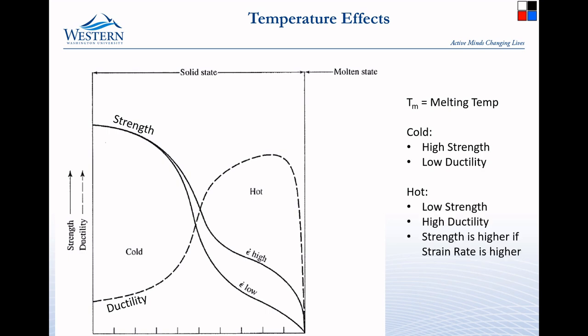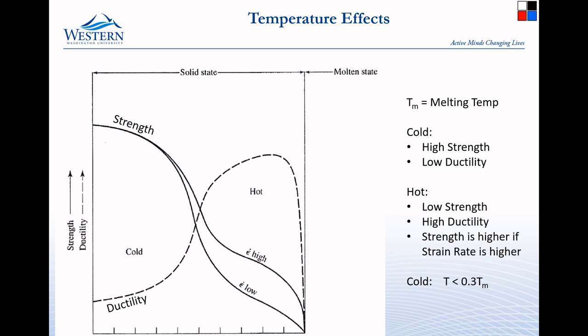The first is the cold region. In the cold region, we have high strength and low ductility in comparison. We have the hot region. In the hot region, we have low strength, we have high ductility, and weirdly, we have higher strength if we're changing the shape faster. So the rate at which we change the shape matters in the hot region. Okay, we'll talk about all this later and why it matters.